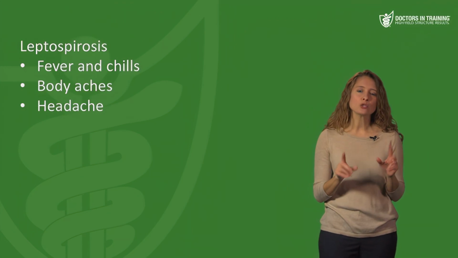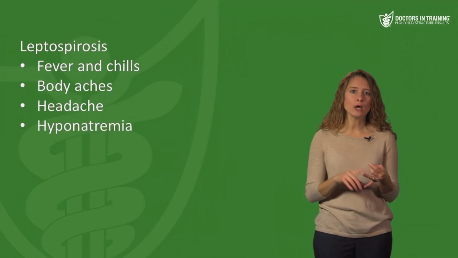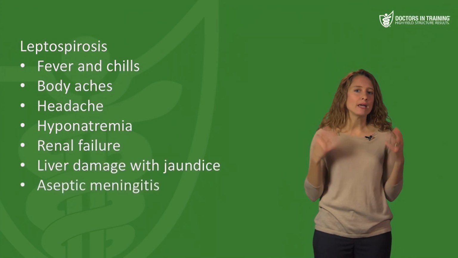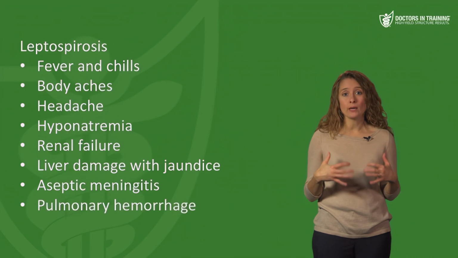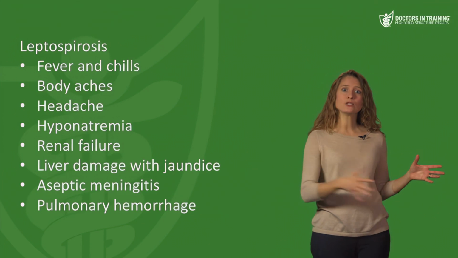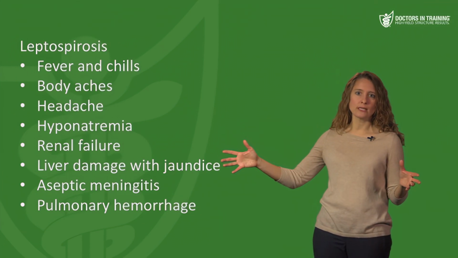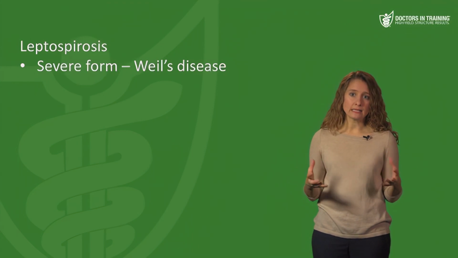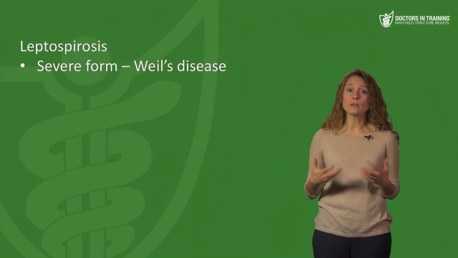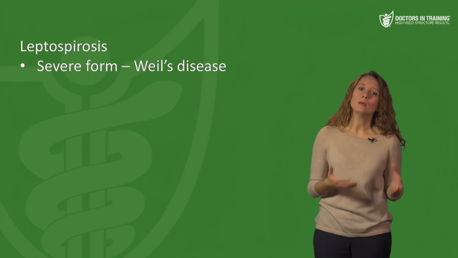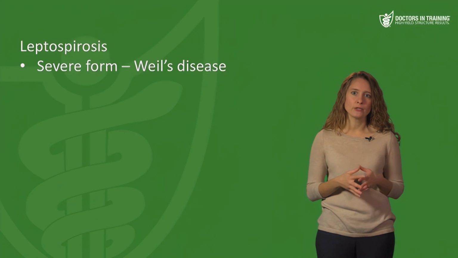The second phase is the one characterized by hyponatremia, renal failure, and liver damage with jaundice. You can also have aseptic meningitis and pulmonary hemorrhage. Leptospirosis can range from a subclinical disease to a very severe illness resulting in death. This very severe form is sometimes called Weil's disease. We see more of this in developing countries where human exposure to contaminated water sources is more prevalent, but there are definitely cases diagnosed here in the U.S.